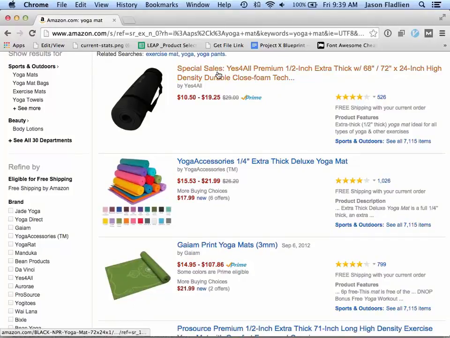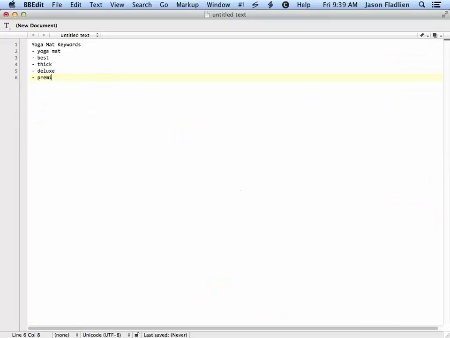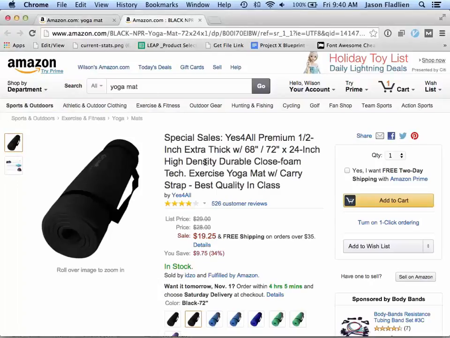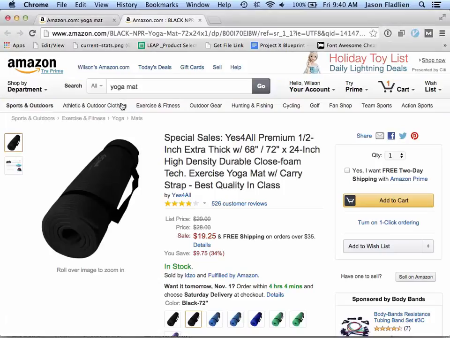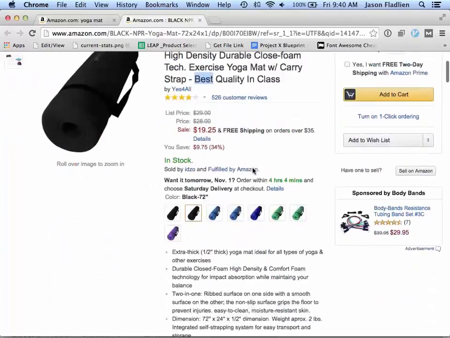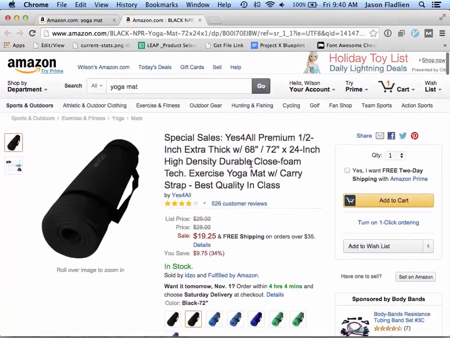And then if we actually looked at this first listing here, we can see, is there anything else? Premium, that might be a good keyword. I don't know. Let's just put it on the list. And let's see what else we have here. High density foam, right? These are all potential keywords. See how they snuck in the word best there? Smart. This is smart too. Interesting. Somebody who studied something about Amazon. They know what they're doing here.